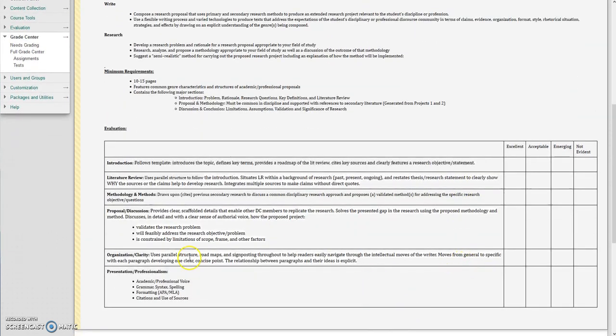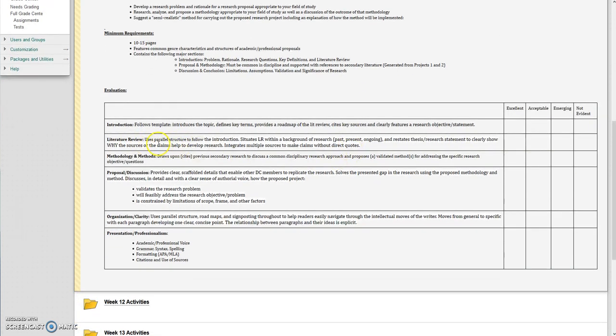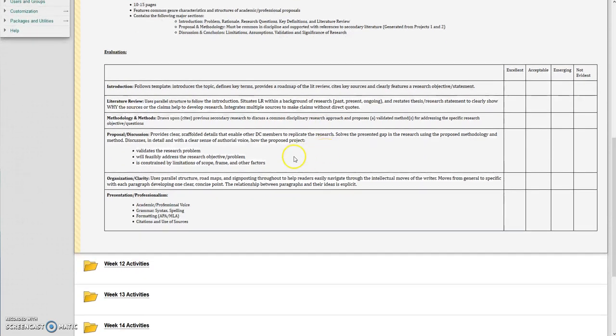If we come down here, this is the rubric that I'll be using to grade as well. Do you do all the things in your introduction that you need to do? Again, the same stuff that you're already doing: introducing the topic, defining any key terms you might need to, providing us with an overview of how you've structured the essay, and using some research to flesh out the idea. The literature review uses parallel structure to follow the introduction. All this means is that the roadmap that you provide up here is what you're actually doing in the essay, that you're synthesizing your research, all those kinds of things.